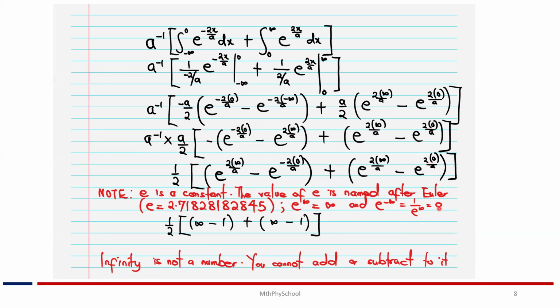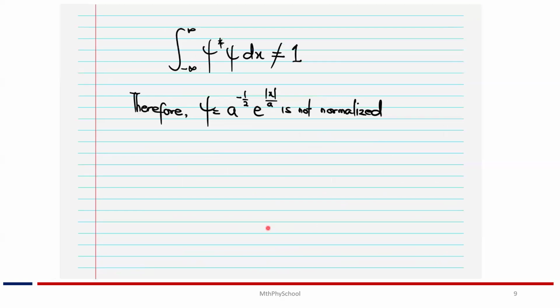So you have here 1 over 2, then in the square bracket infinity minus 1 plus infinity minus 1 in another bracket. Infinity is not a number. You can't add to it. You can't subtract from it. So the solution of the bracket is indefinite.